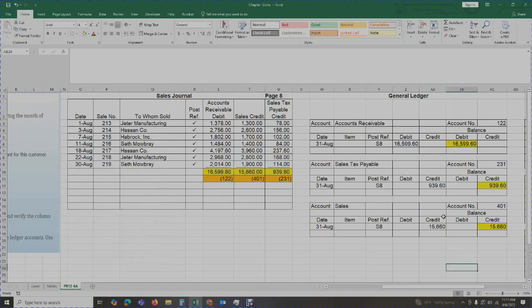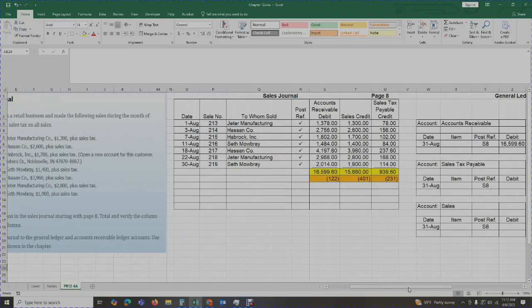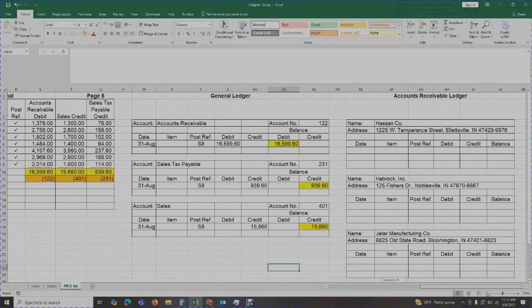Okay, so we've posted the transactions from the sales journal to our ledger. That was part of step number 2, post from the sales journal to the ledger. And the last step that we have to do is transfer the information to our accounts receivable ledger. Step number 3, the last step that we're being asked to do.